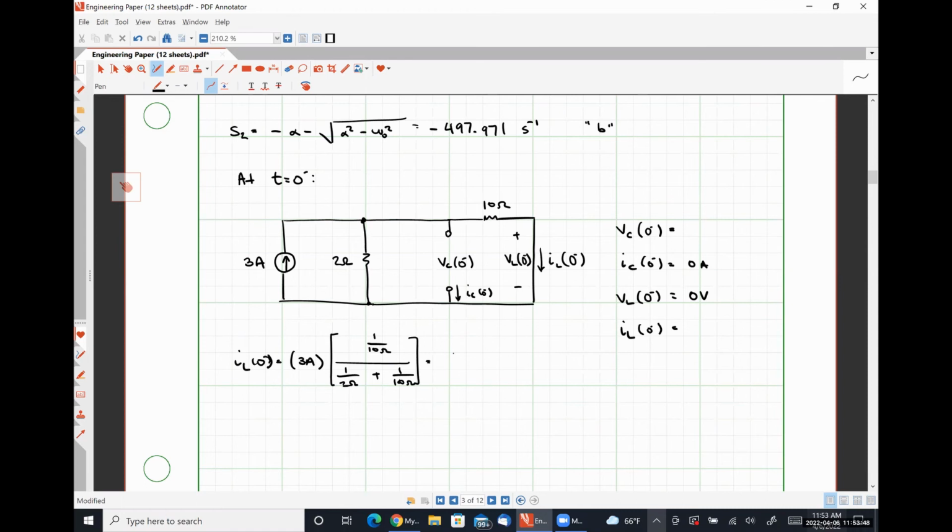Which I get to be 1/2 of an amp. So if the inductor current is 1/2 of an amp, the voltage VC at 0- is 5 volts, because VC is just the voltage drop over the 10 ohm resistor.